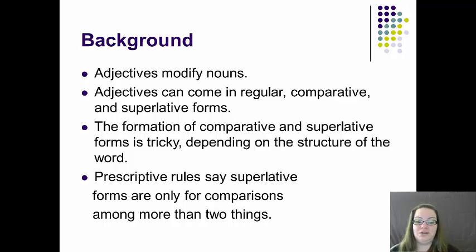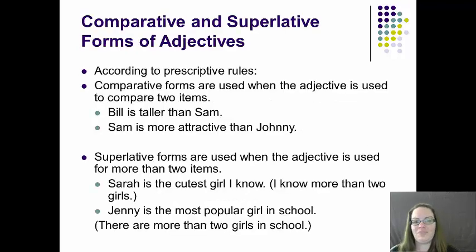Prescriptive rules say that superlative forms are only for comparisons among more than two things. So comparatives are used when we're comparing two things, and superlatives are used when we're comparing more than two things. So according to the prescriptive rules, comparative forms, right, when we're doing two items. So here we have Bill and we have Sam. Okay, Bill is taller than Sam, so we use taller instead of tallest. We wouldn't say Bill is tallest than Sam, but we use taller, the comparative form, when we have two things.